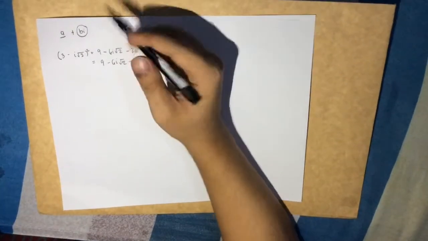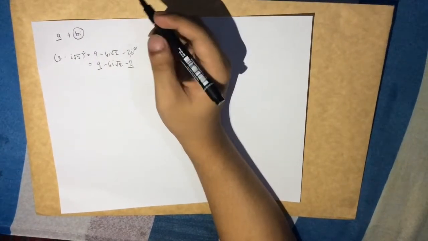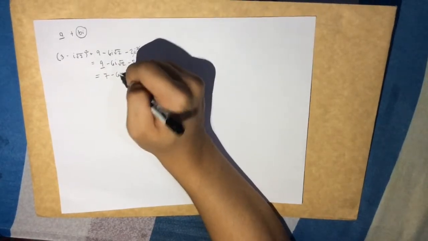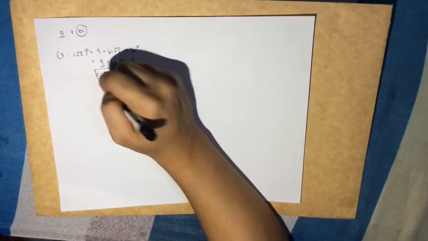In this answer, we already get 9 and 2, which are real numbers. We can still combine them and we'll get 7 minus 6i square root of 2. And this is the final answer.